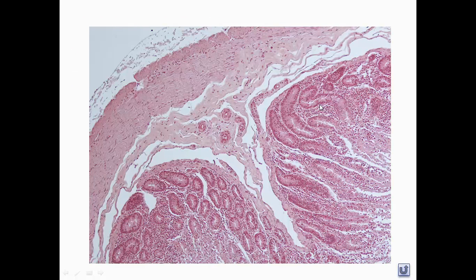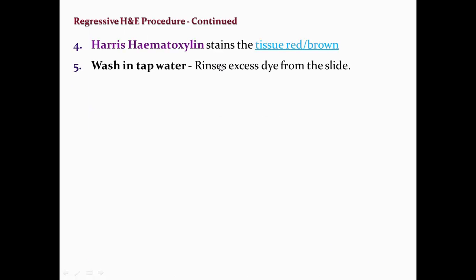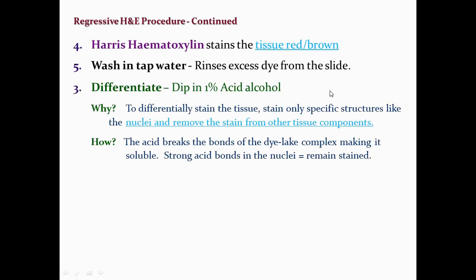Have a look at this picture. You'll see that the dots or the nuclei are dark red and the background or cytoplasm is like a light red colour. The following step is to rinse off any excess dye from the slide, followed by the differentiation step. So the slides currently are overstained with hematoxylin. All of the tissue is a red-brown colour.